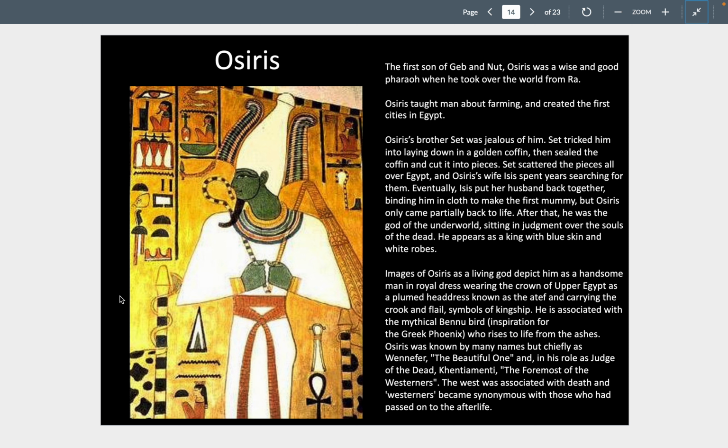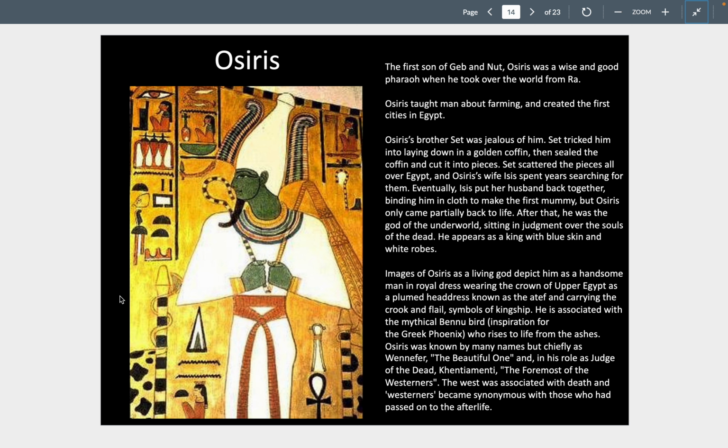But Osiris only partially comes back to life. And the reason is that one of the pieces that Isis is not able to find is his penis. And because she can't find it, he can't come back as a fully formed man. So he becomes the god of the underworld, sitting in judgment over the souls of the dead.